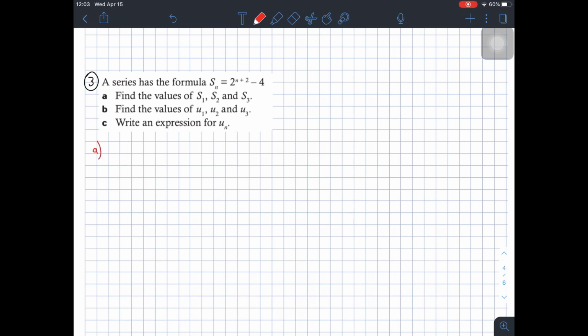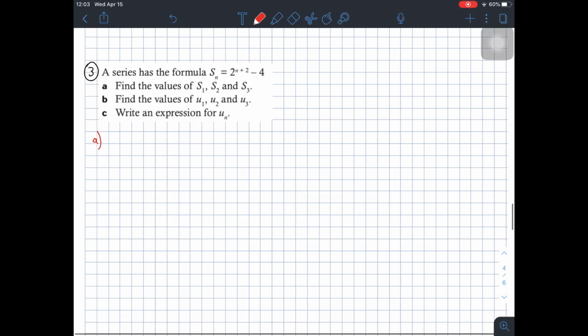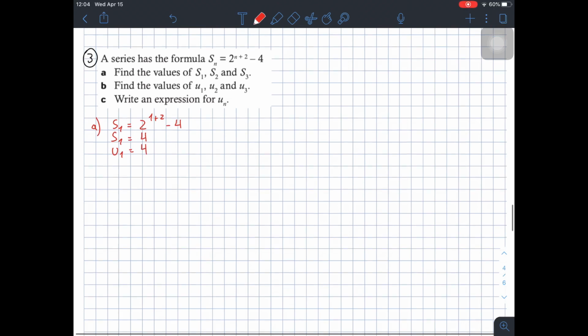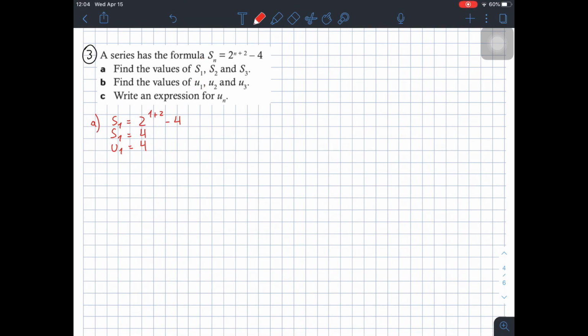So to find S1, that is the sum of the first one term of the sequence, this would be S1 equals 2 to the power of 1 plus 2 minus 4. We just replace the value of n by 1. So this gives us 2 to the power of 3 is 8. 8 minus 4 is 4. Okay, so S1 is the sum of the first one term of the sequence, right? So S1 is the same as U1 because we're adding only one number, which is 4 in this case. So we already found S1 and U1 at the same time. So this is actually A and B together.